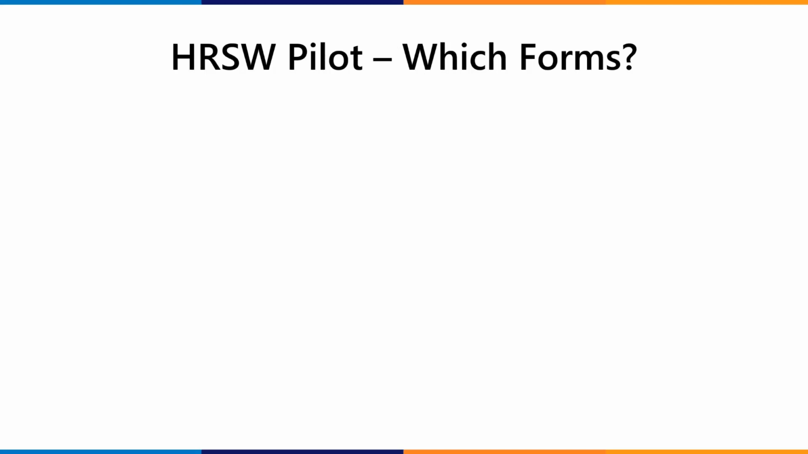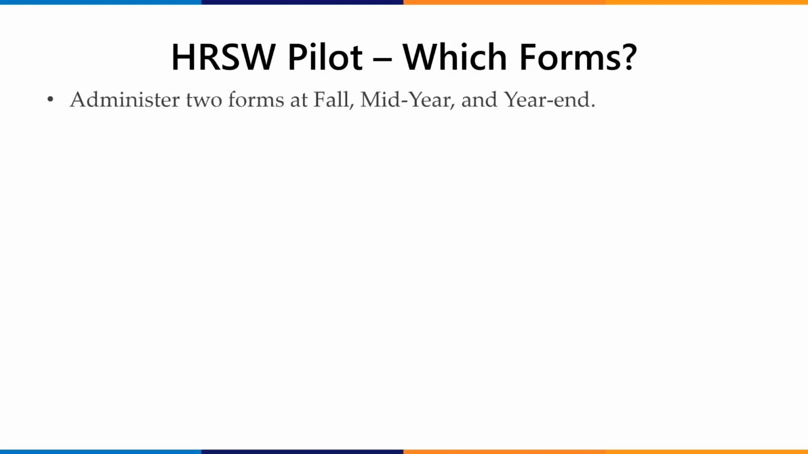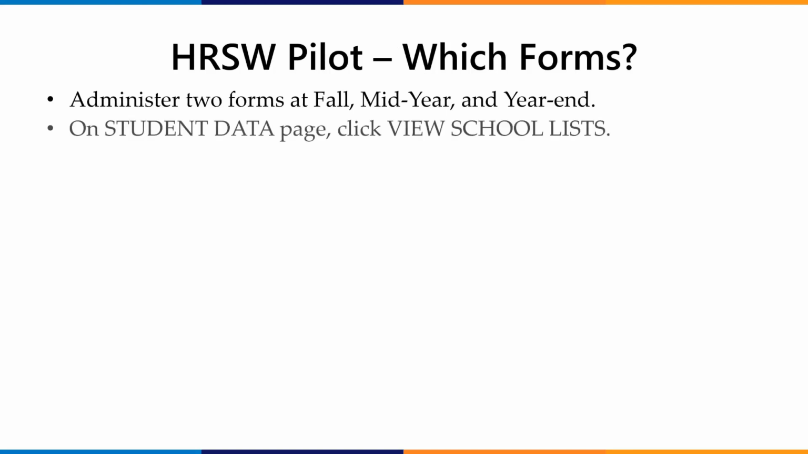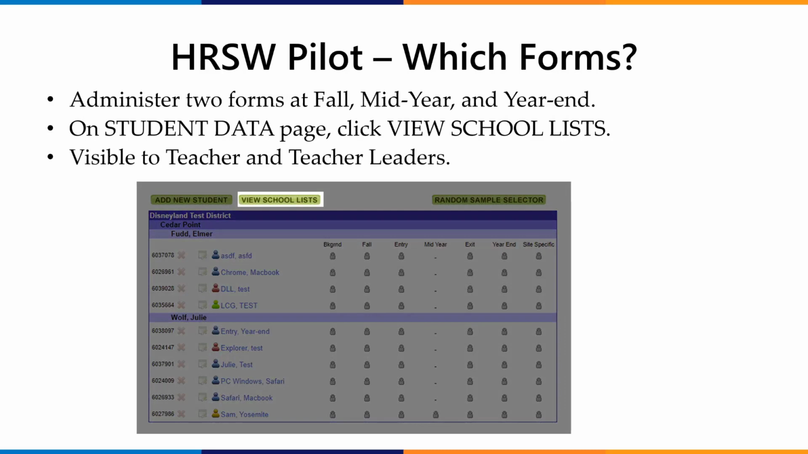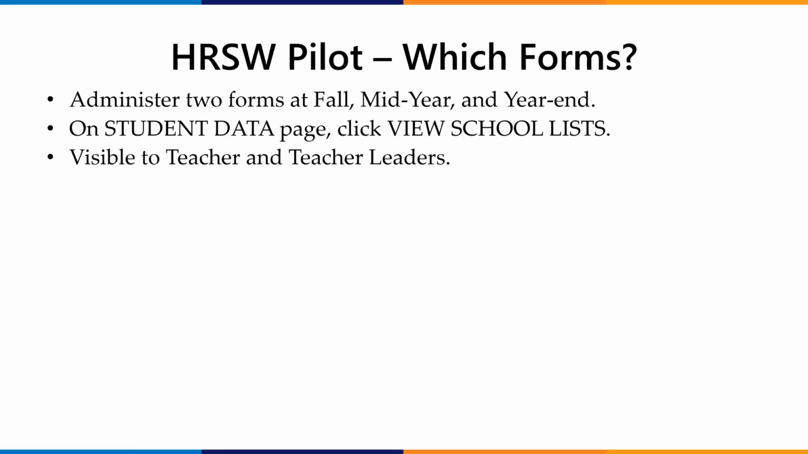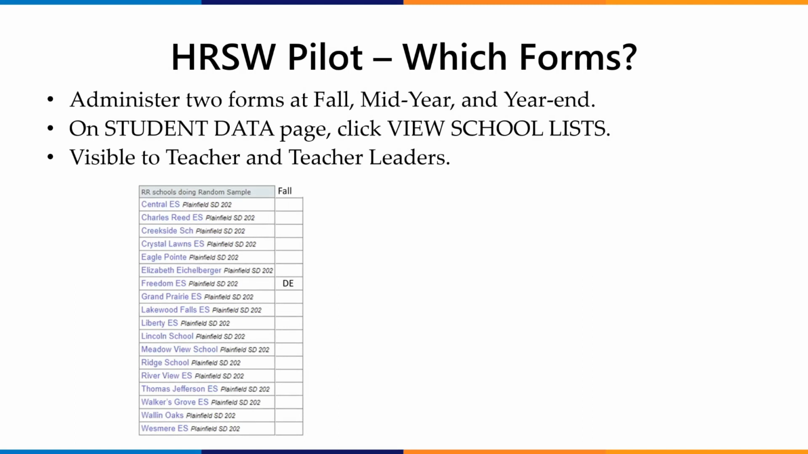All right, so how will teachers know which forms to use? Remember, we're administering 2 different forms at fall, mid-year, and year-end. On the student data page, you will click to find out. Teachers and teacher leaders can go to the student data page and click on the View School List button. As I said, this button is visible to both teachers and teacher leaders. Here is just a sample of the school data page. We'll click on that button right there, and that will bring up your list of schools.